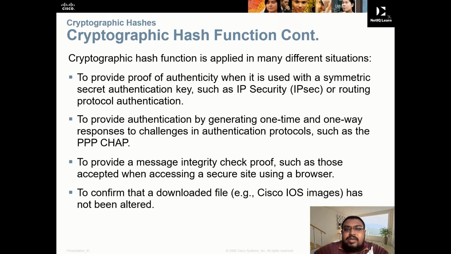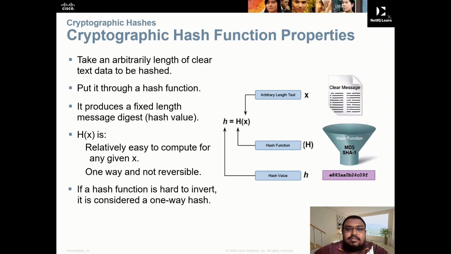There are plenty of different web tools available out there so that you can check how a particular hash function is working. We can take an arbitrary length of clear text data to be hashed, then put it through a hash function and it produces a fixed length message digest hash value. H(x) is relatively easy to compute for any given x, and it is one-way and not reversible. If a hash function is hard to invert, it is considered a one-way hash.